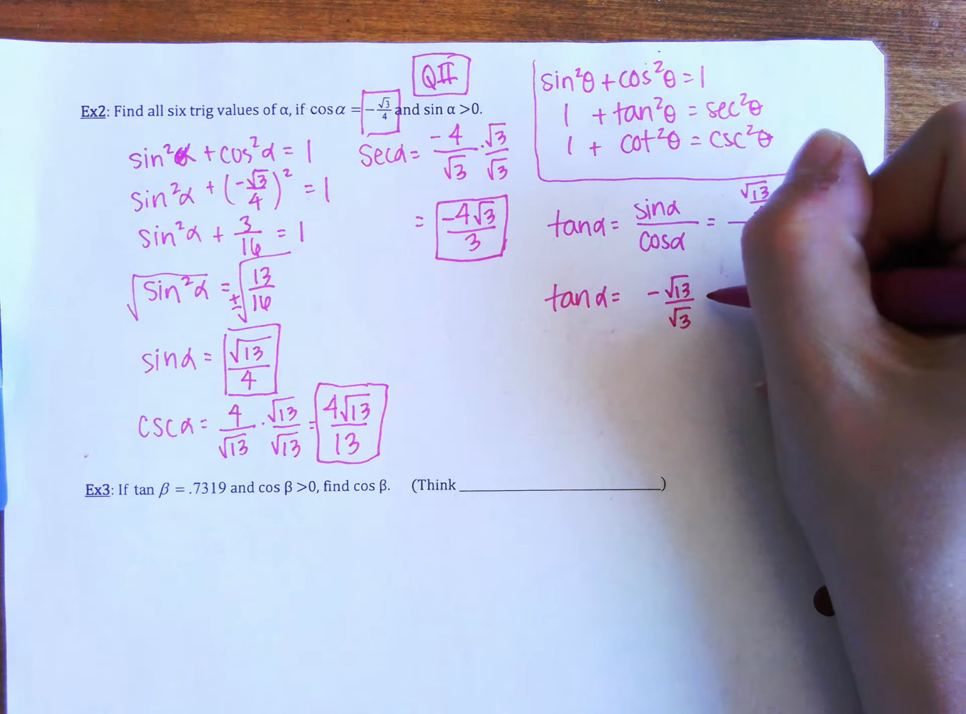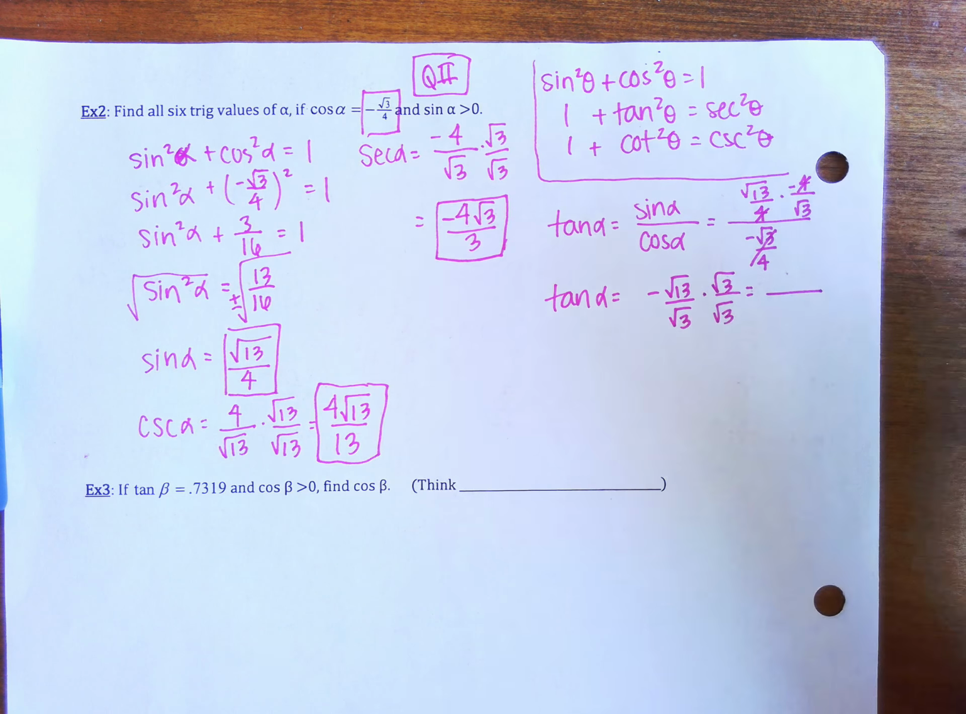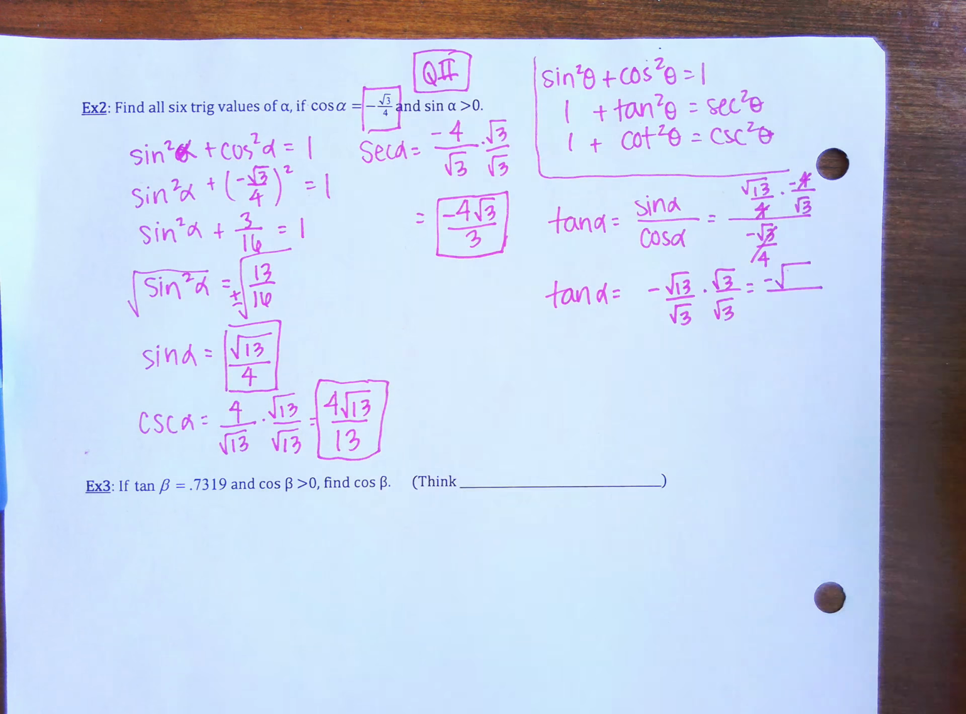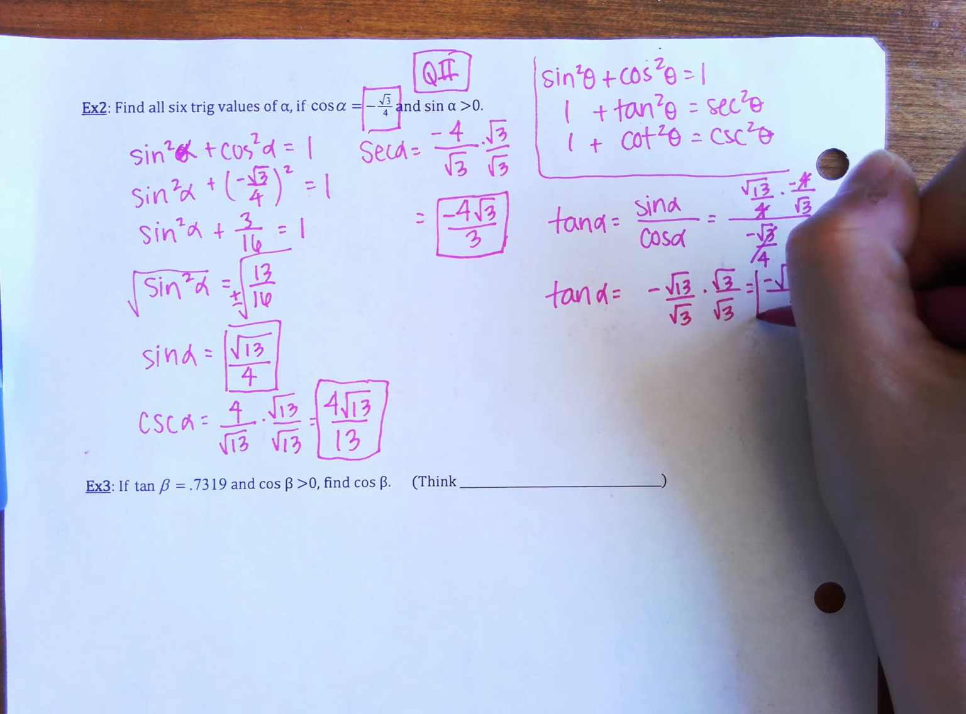And I got to rationalize that again, so I'm going to multiply by root 3 over root 3. When I multiply these radicals, that just means that I'm going to keep the radical and then multiply the values that I have. So 13 times 3 is 39 over 3. So there's tangent.